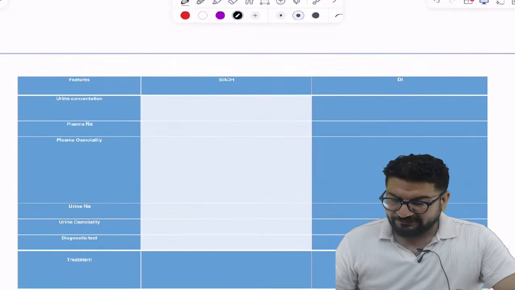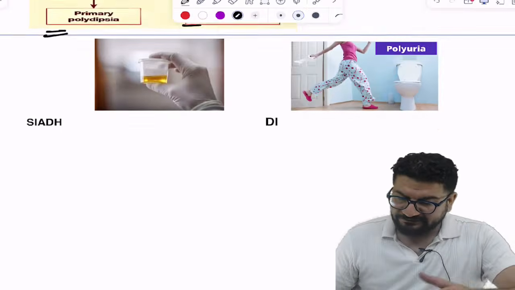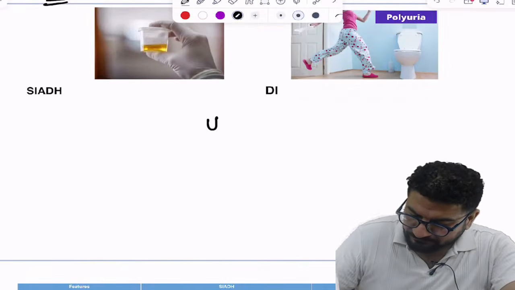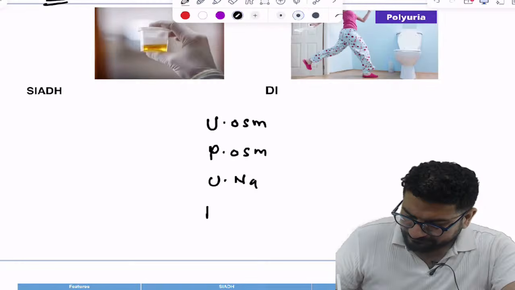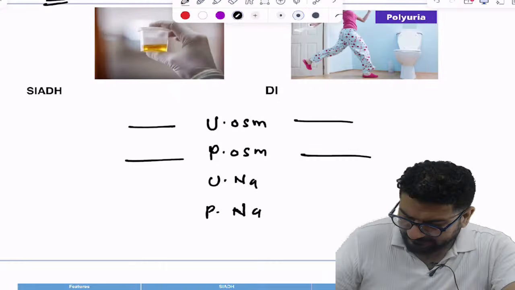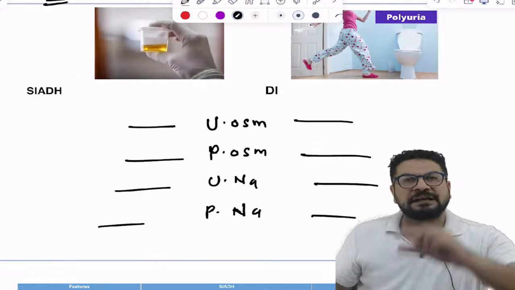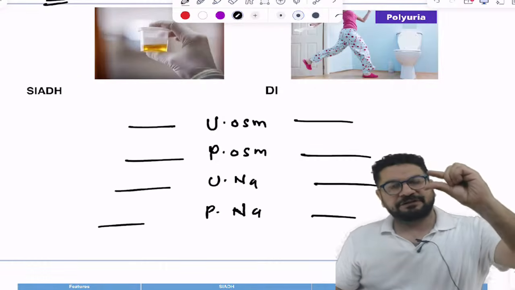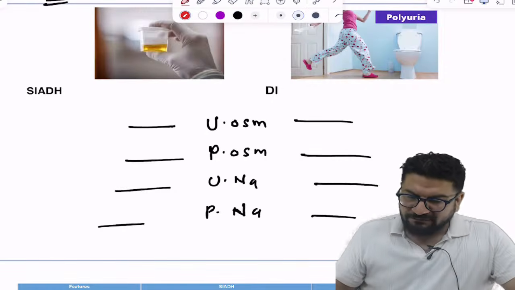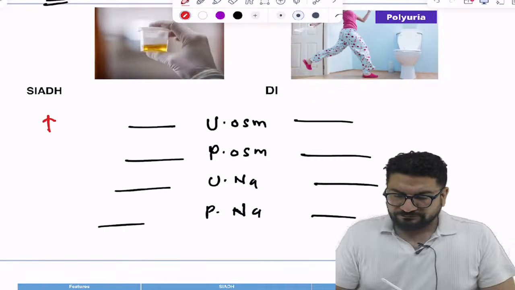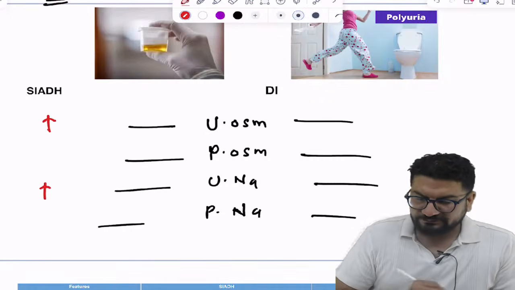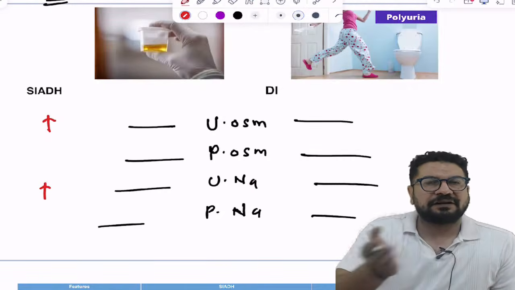We can differentiate this based on a few parameters, like they ask you questions on urine osmolality, plasma osmolality, urine sodium, plasma sodium, and whether they increase or decrease. So let's understand this. SIADH will have scanty urine, less urine. Less urine means the urine will have more solute, means urine osmolality is more. It means urine sodium is more, solids are more, because there is water reabsorption.